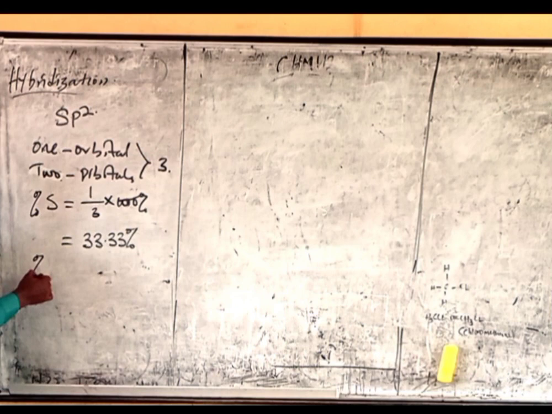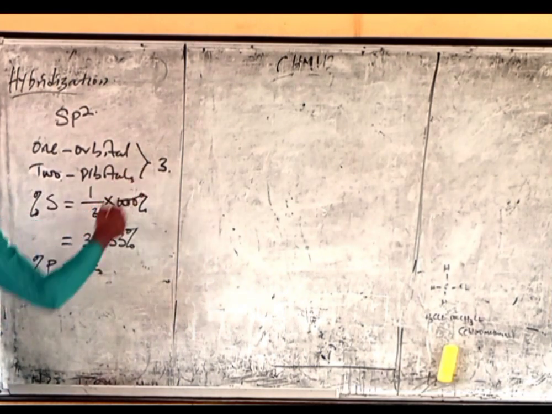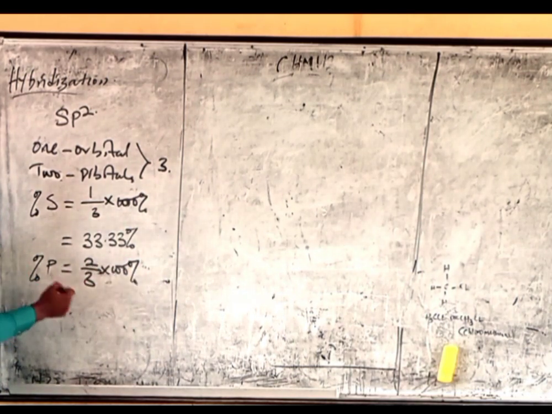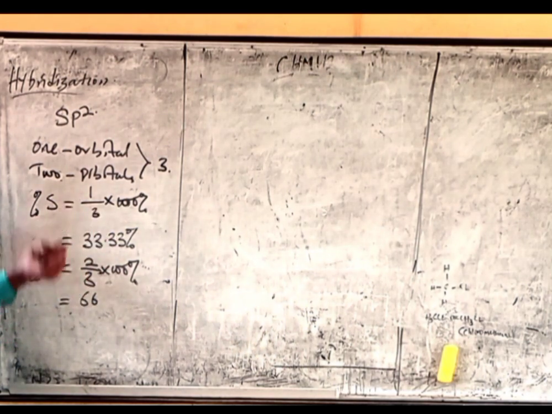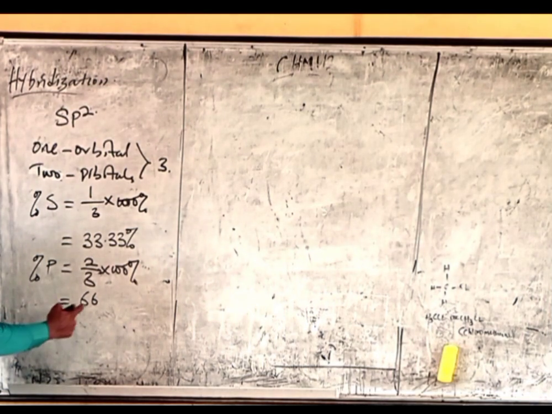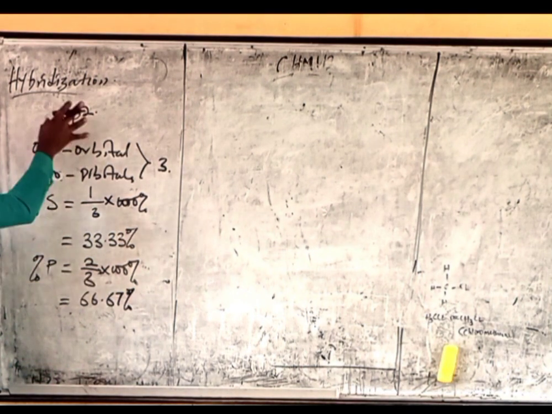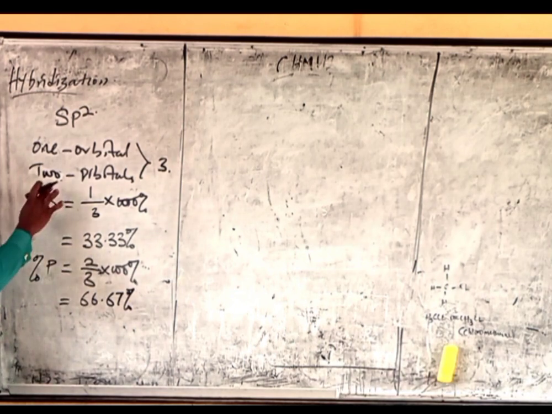The percentage of p will be 2p over the total 3, times 100%. This gives us 66.666, something like that. If we run through everything, we have 66.67% to 2 decimal places. So this is the value of p inside this sp² hybridization, and this is the value of s in this sp² hybridization.